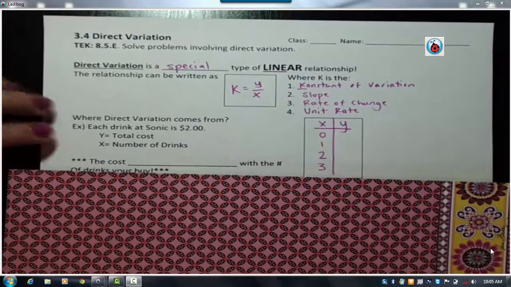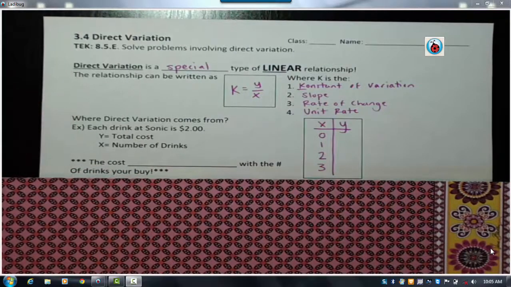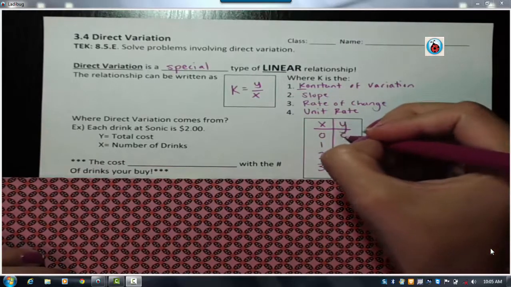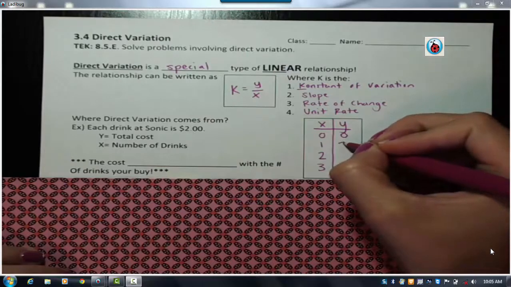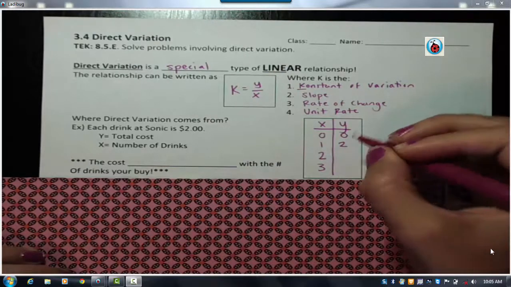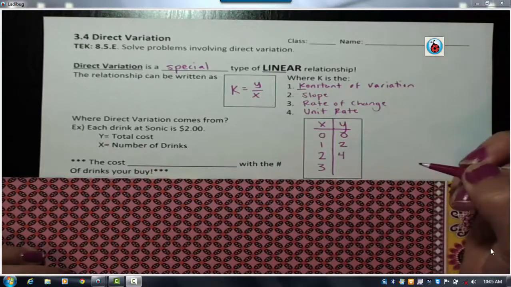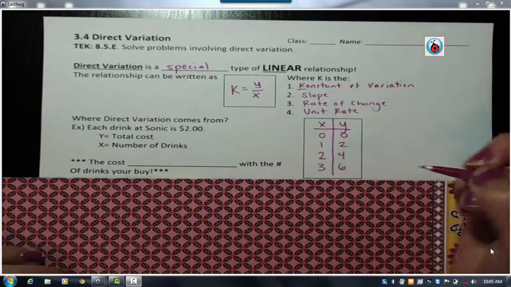So if I'm looking at this xy table that I drew off to the side, x again represents the number of drinks. So if I have 0 drinks, 1 drink, 2 drinks, and 3 drinks, I need to determine my cost. If I have 0 drinks, the cost is going to be 0. If I have 1 drink, the cost is going to be $2. If I have 2 drinks that I purchased, the cost is going to be $4. And if I have 3 drinks, the total cost is going to be $6.